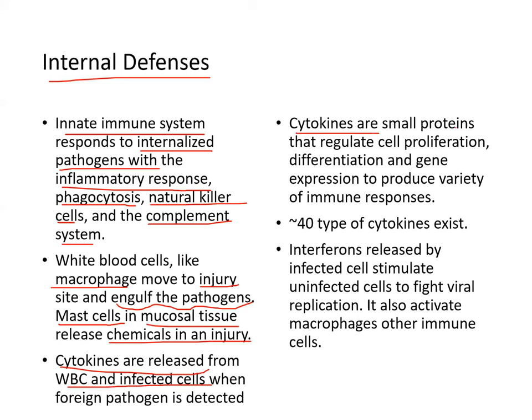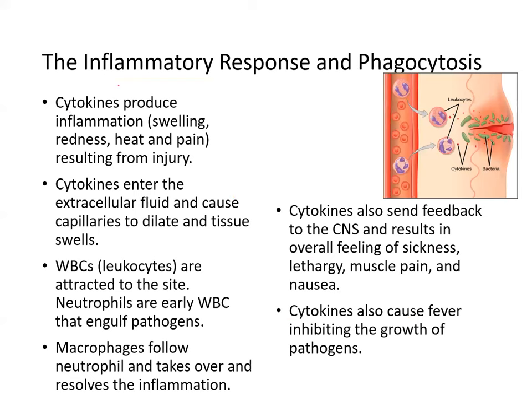What are cytokines? Cytokines are small proteins that regulate cell proliferation, differentiation, and gene expression to produce a variety of immune responses. There are about 40 types of cytokines in the human body. The interferons released by the infected cell stimulate uninfected cells to fight viral replication. That makes sense because you're infected and you're surrounded by uninfected cells, so interferons will protect the uninfected cells. This also activates the macrophages and other immune cells.